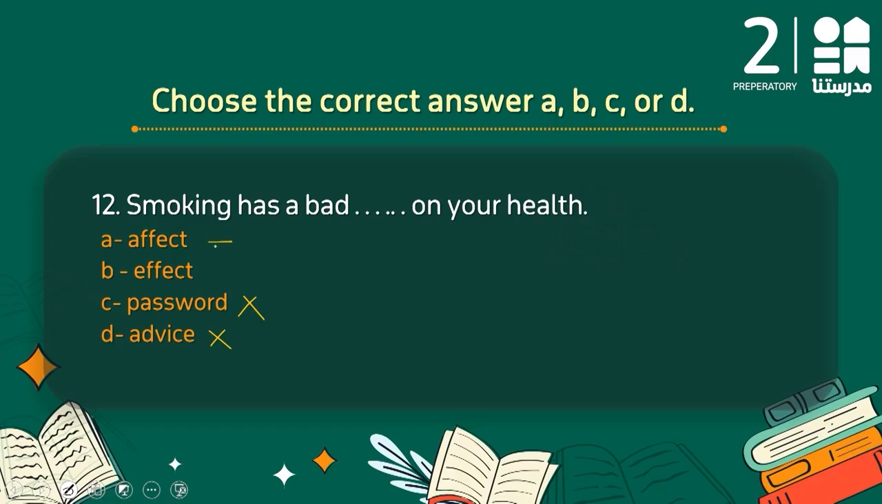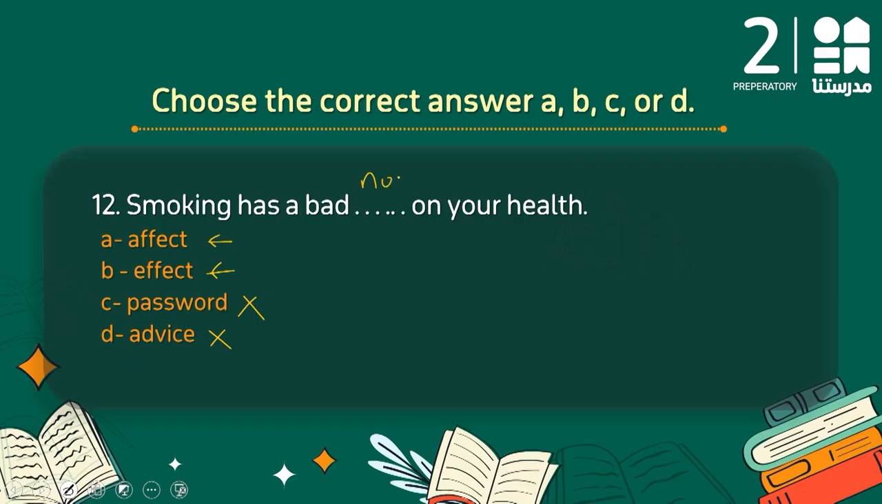But I have here affect and effect. So which one? I need here a noun form. That means I'm going to choose which noun and verb. Let me help you more. So affect, this is the verb form. And effect, this is the noun form. So it's going to be effect. So has a bad effect on your health.